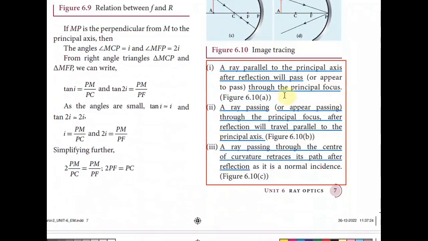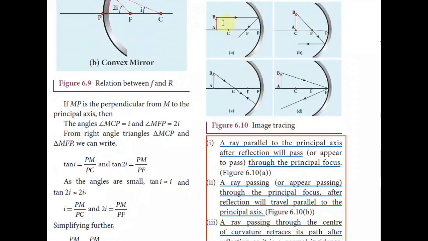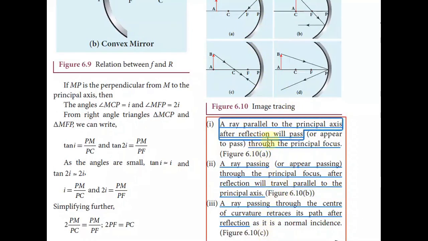Next, you see that in the first case, a ray which is parallel to the principal axis, that is here, after reflection will pass or appear to pass through the principal focus. That's given in the first diagram. Then a ray which passes or appears to pass through the principal focus, after reflection will travel parallel to the principal axis. That's given in this diagram.